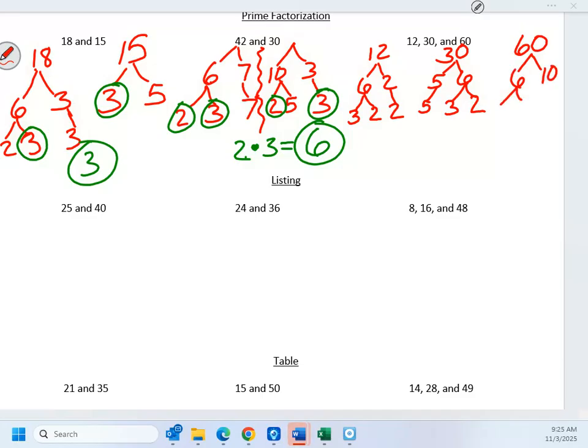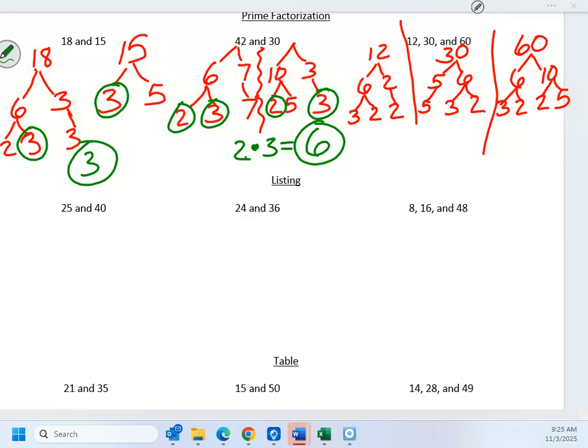6 I can break down into 3 and 2. 10 I can break down into 2 and 5. So I have 3 different sets of numbers that I need to see what they share in common. Do you see a number that all 3 have in common?